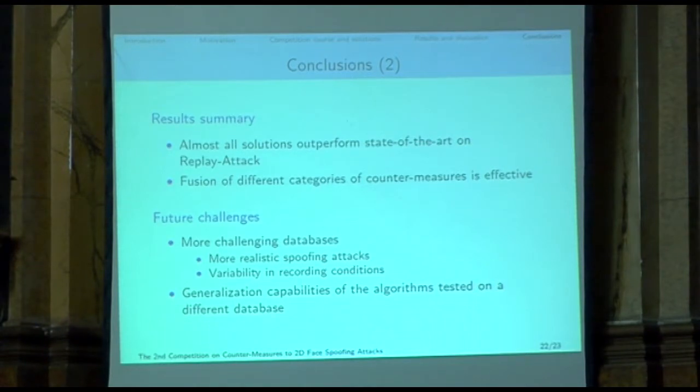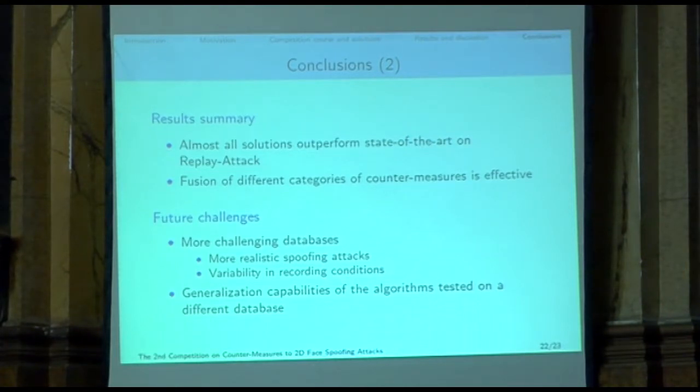From the results, we can see that almost all of the teams outperform the state-of-the-art which has been previously published on replay attack, or at least they're comparable to the state-of-the-art. And as I already said, fusion in general, especially fusion of different types of countermeasures, helps and is very effective. And this conclusion is very important because in future we can expect different types of spoofing attacks to appear, and probably we will have to tackle these different types of spoofing attacks in a different way. So in that sense, in order to be able to cope with many categories of spoofing attacks, probably fusion is one of the directions that we have to consider.